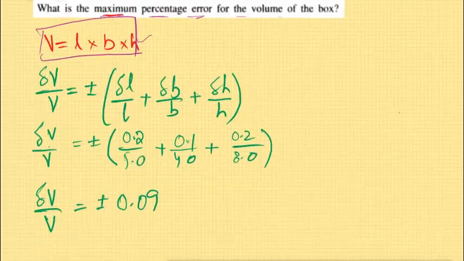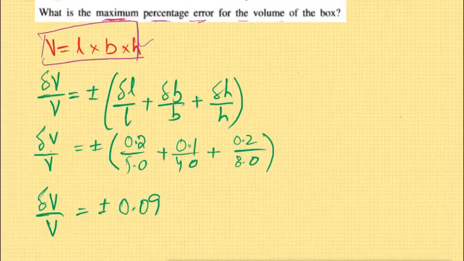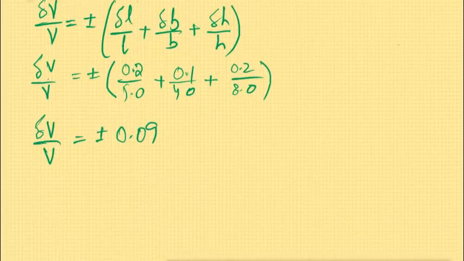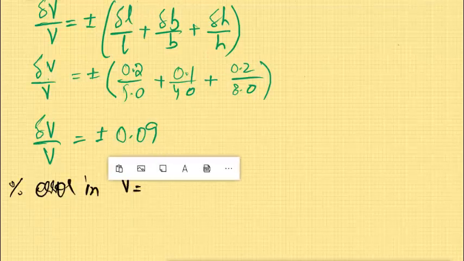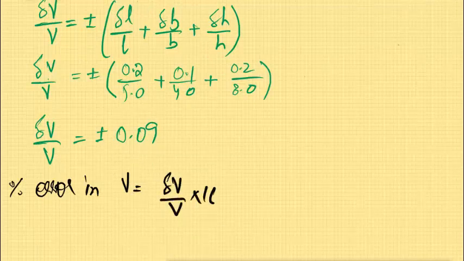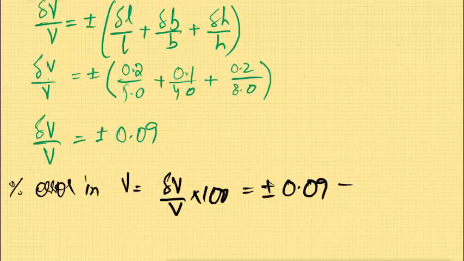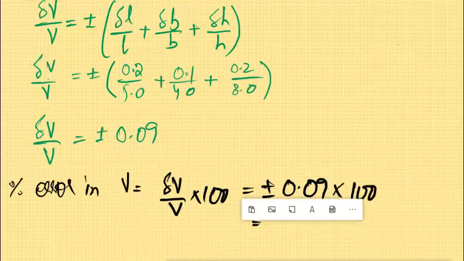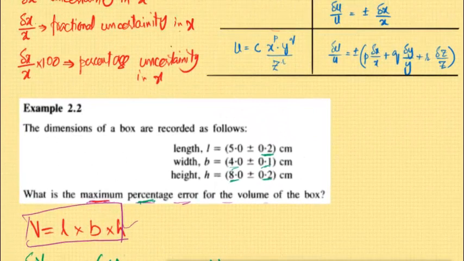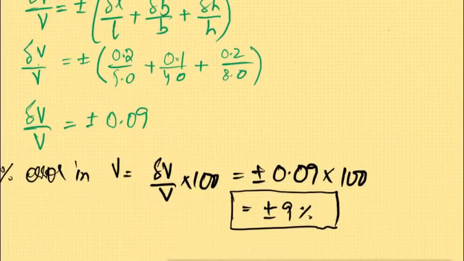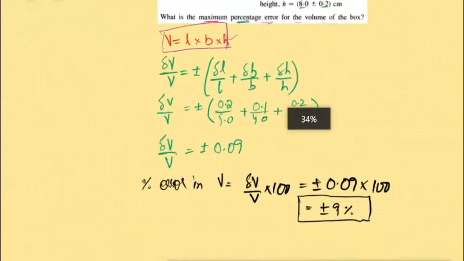But this is the fractional error, and in the question they have asked for the percentage error. So I think we are smart enough to figure out the percentage error. All I need to do is write that the percentage error in V is equal to the fractional error in V multiplied by 100. So I know that the fractional error is 0.09 multiplied by 100, and this is going to be plus minus 9%. So this is the very first example that I have discussed with you, where I have not figured out the error of volume, but I am successful in figuring out the percentage error in volume, which was the requirement of the question.